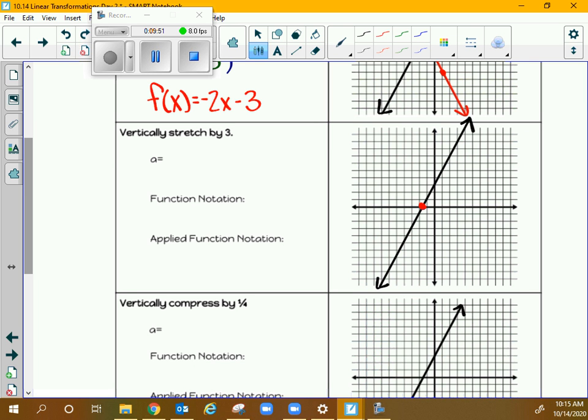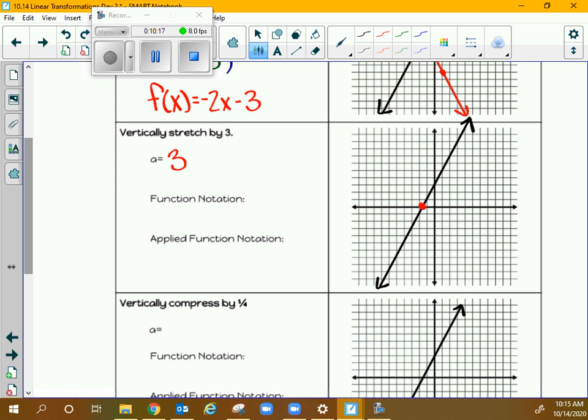Okay? So a vertical stretch is going to get that line closer to a vertical line. It's going to make it steeper. So if my vertical stretch is by 3, my A value is 3, and the fact that it's A and the other one's K, none of that really makes a difference as far as what you're going to be asked about. I'm never going to ask you what the A value is, okay?